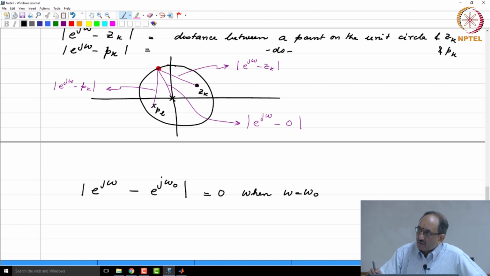Geometrically also this can be inferred. So when a 0 is on the unit circle, as you approach the 0, then you will reach a point where you are sitting on top of the 0, because you are on the unit circle, the 0 is on the unit circle, therefore that particular distance is 0 at that particular frequency, and hence the whole product goes to 0, and hence the frequency response goes to 0 at omega equal to omega naught.